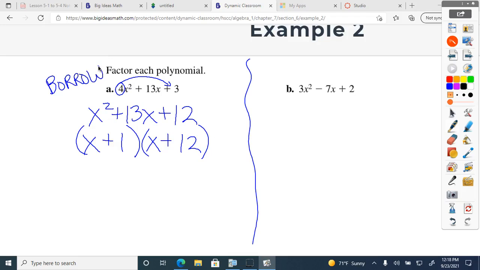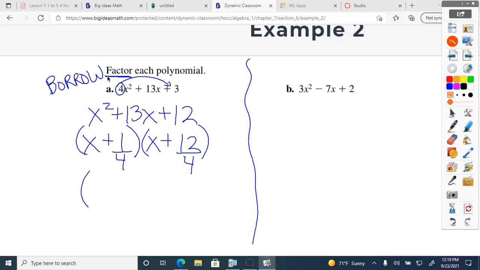Here's where you divide, right here. Your 2 answers. They're both going to be divided by what you borrowed. So that's going to be divided by 4, divided by 4. Okay? Your last step is to simplify this. Okay? If you have a fraction and it's saying factor, okay? Can I simplify that fraction?